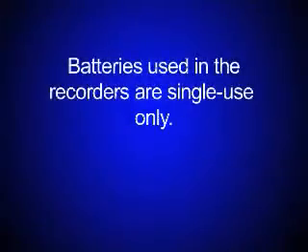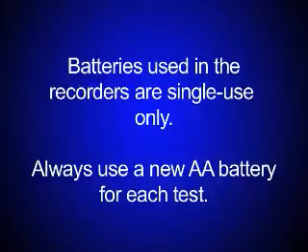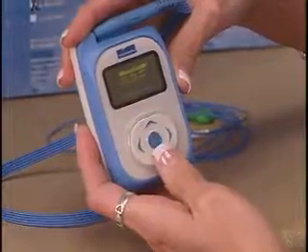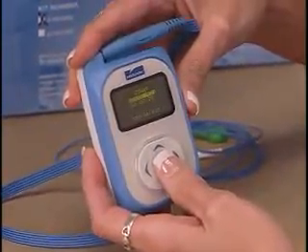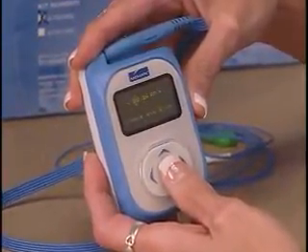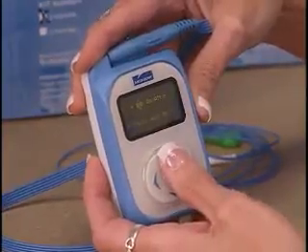Please note that batteries used in the recorders are single-use only. Always use a new AA battery for each patient test. Now, press the down arrow to scroll to check and/or change the time and date. Press Enter, the center button, to go to the change screen.